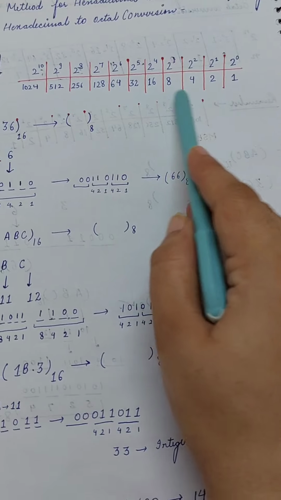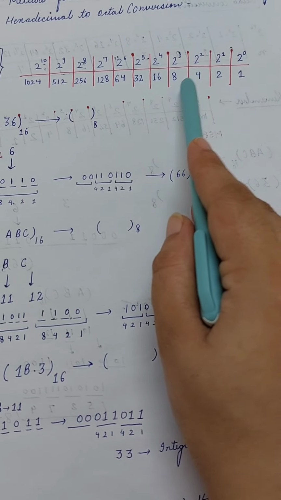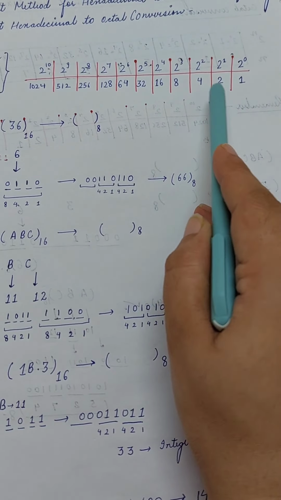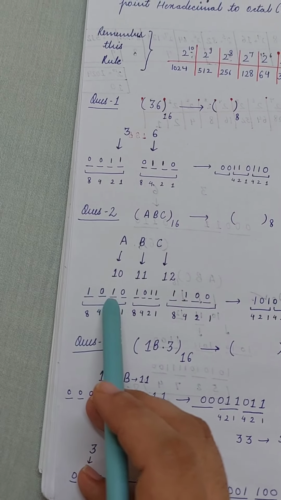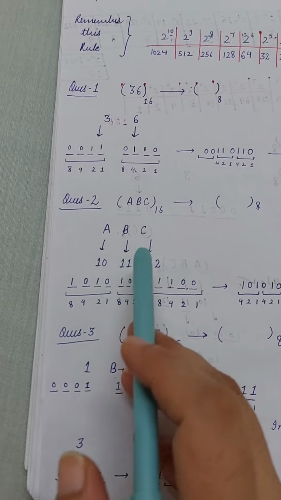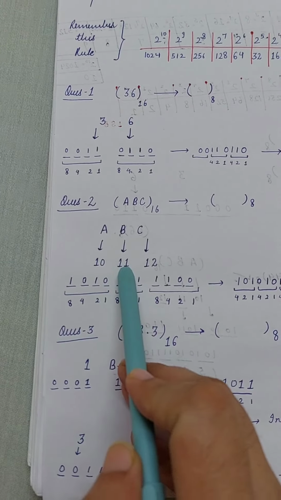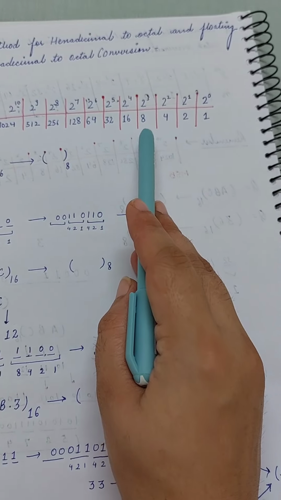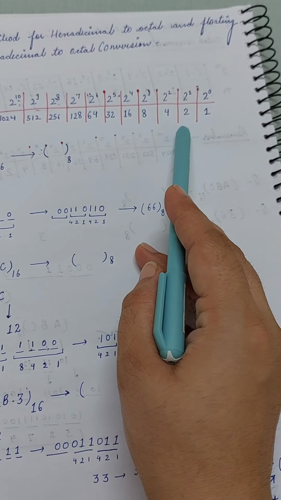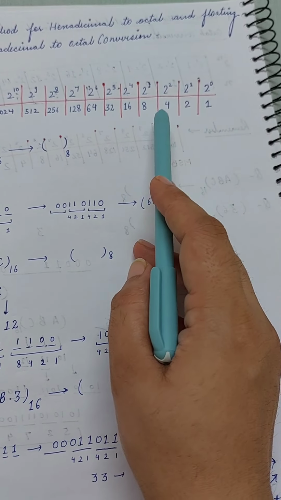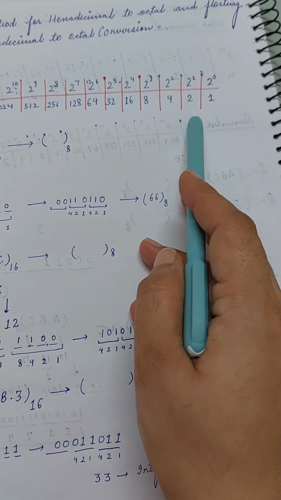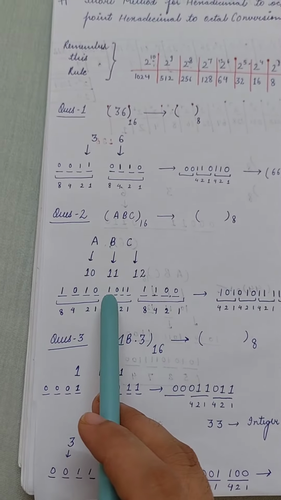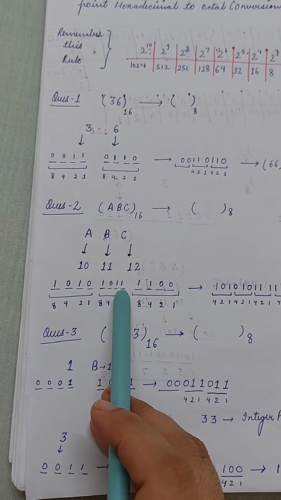Now see, 8 and 2 is 10. So we will write 1 and 1 at these places and 0 and 0 at the other places. So see, 1 0 1 0. Likewise, B means 11. So 8 and 2 will give you 10, plus 1 will give you 11. So write 1 here, 0 here, and 1 at both these places. So it will be 1 0 1 1.